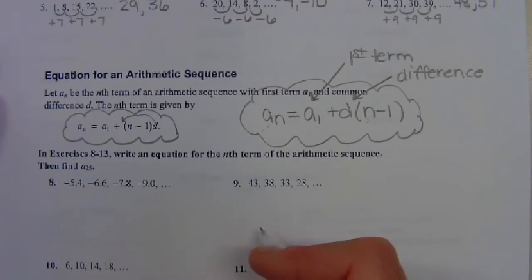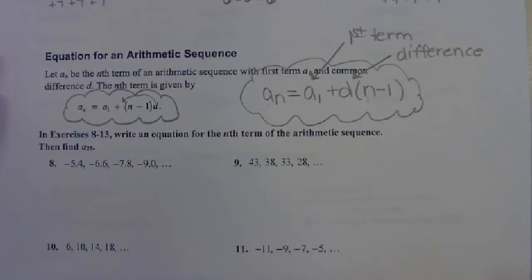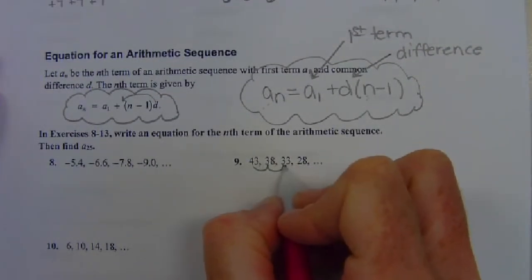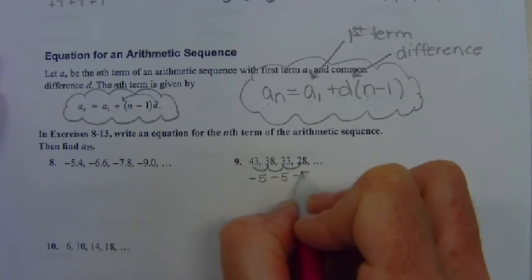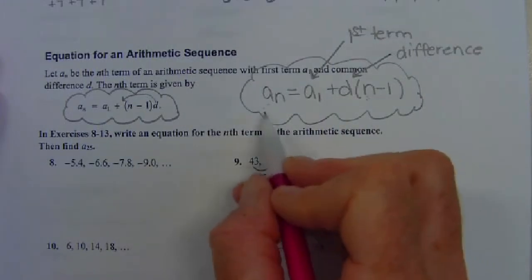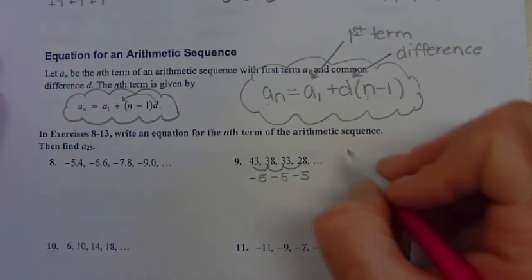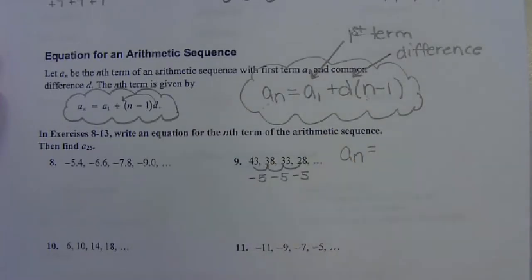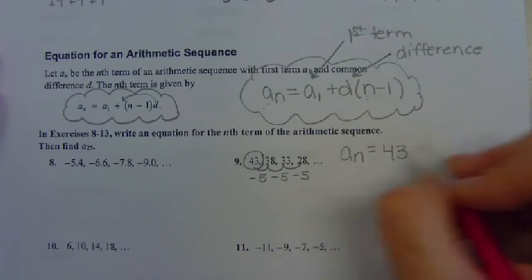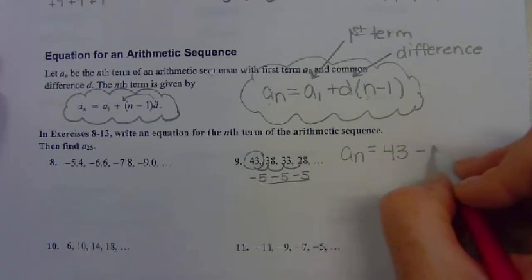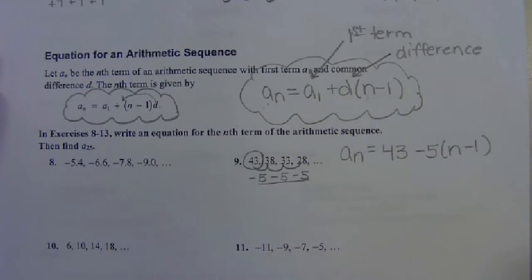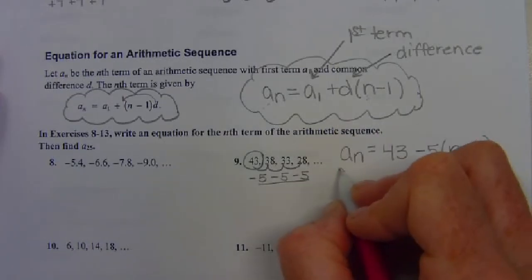Okay, let's try number 9 first and we'll come back to number 8. So the first thing you have to do is you must find a pattern. If you will notice between each term, you are subtracting 5. Once you find that pattern, we are going to follow along and fill this information in. A sub n stays a sub n. Your first term is whatever your first term is listed. And your difference is whatever value you were going up or down by. Once you get that general form for your arithmetic sequence, you then just have to simplify it.